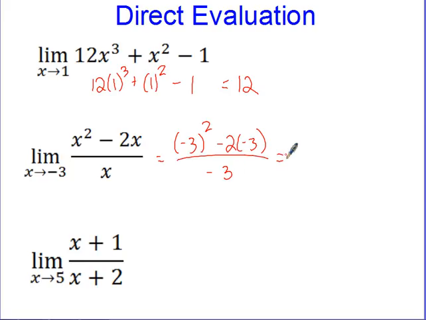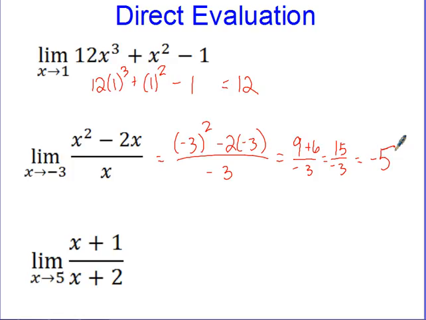Let's do some math. What is negative 3 squared? 9. And what's negative 2 times negative 3? So plus 6 over negative 3. 9 plus 6 is what? 15 divided by negative 3. So the limit as x approaches negative 3 of this function is equal to negative 5. And that's okay too.